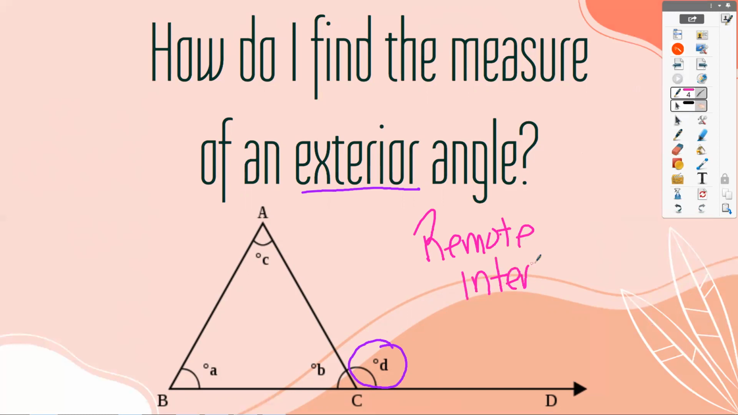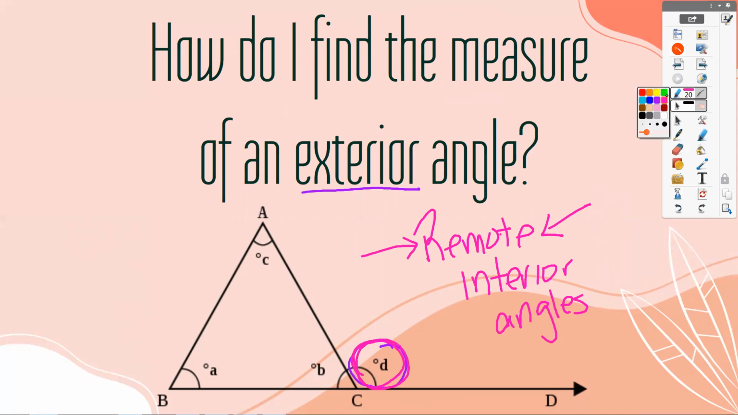interior angles and I have to add them up. Now, the word remote here basically just says the two angles that do not touch my exterior. So when I look at my triangle here, the only two angles that do not touch angle D would be C and A. So that is what remote means. What are the two angles that are across or do not touch my exterior angle? And notice C and A are both interior, so that works.